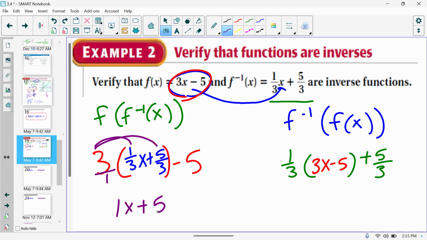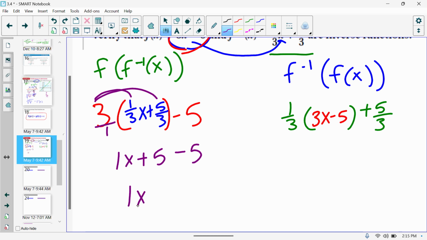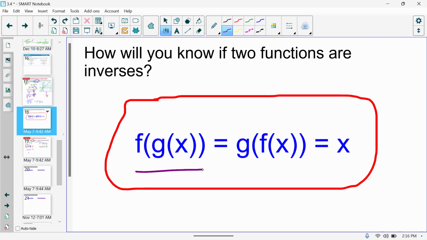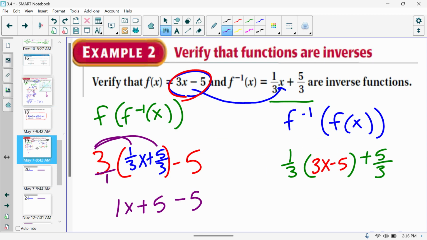Again, if you need your calculator, that's fine. Do what you need to do. Don't lose that -5 though. So now we have a +5 and a -5. Like 5 minus 5 is just 0, right? This is going to end up just being 1x or x. That's good so far because that's what we said. When we do f of g of x, it has to equal x. But now we have to check g of f of x too because they both have to equal x.